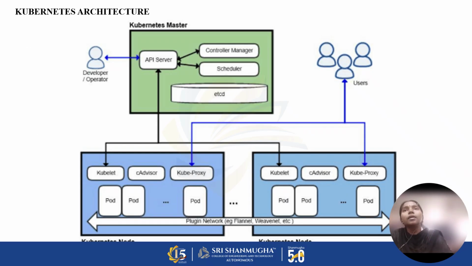Next, this is the Kubernetes architecture. Here we have the developer, and this is the API server, controller manager, scheduler, and etcd. Here are the kubelet services, kube proxy, and pods, and any number of nodes can be used. A set of users can also access Kubernetes.